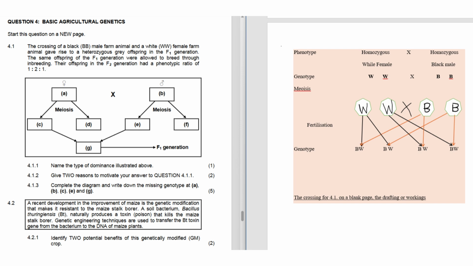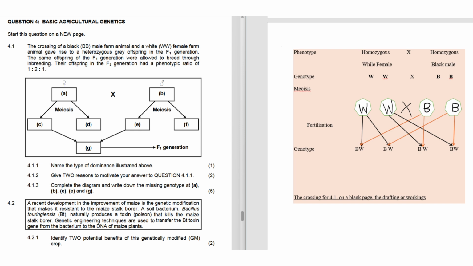So for the phenotype, we have black and white, and we were told that the black is homozygous dominant because of two capital letters, and it is crossed with a homozygous dominant female, which is white color. Then the genotype is these alleles: homozygous dominant BB, crossed with homozygous dominant WW.